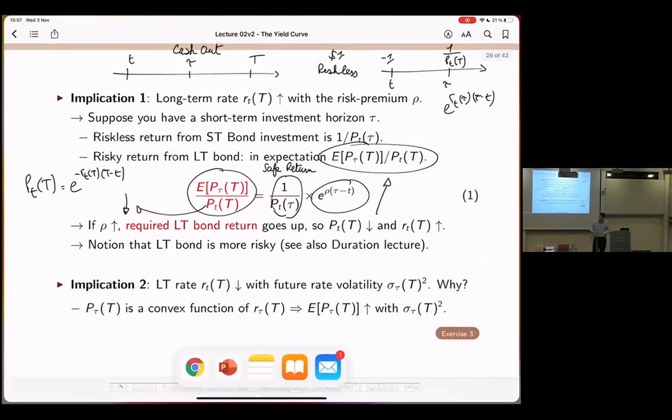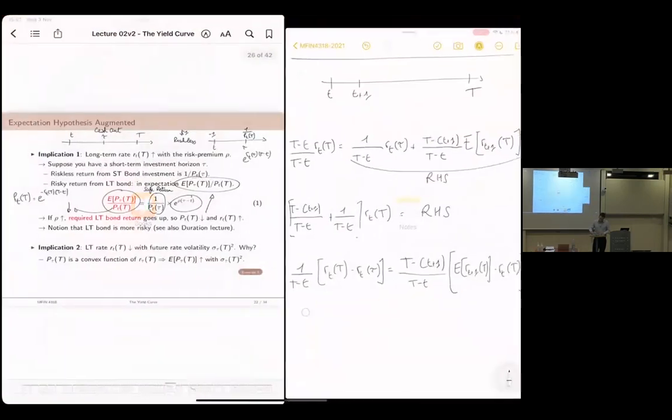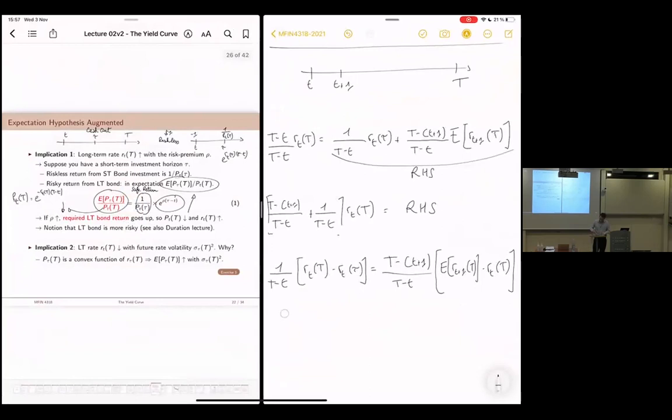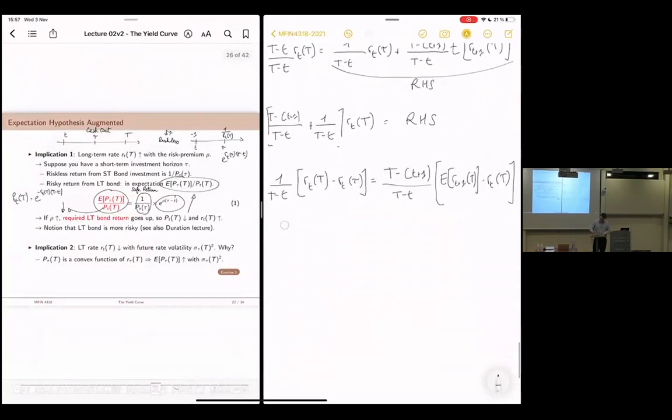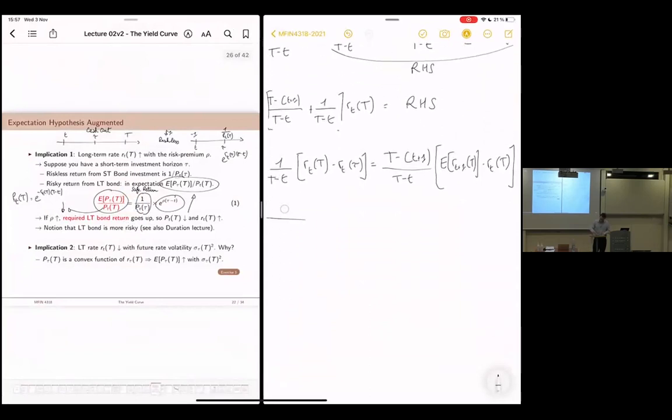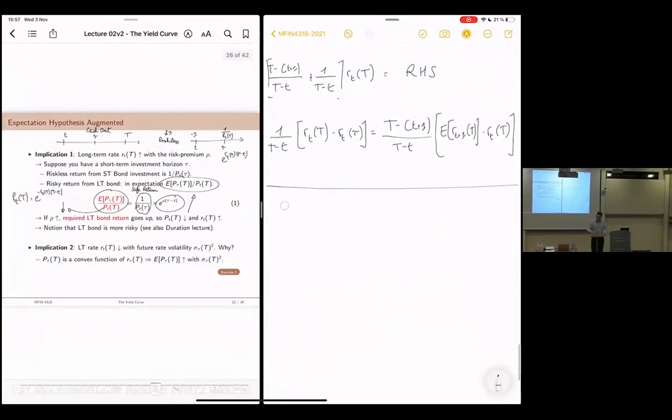Okay, so let me, then we're going to have the relationship here that's going to be useful. Okay, so I call it the convexity term for the following reason. Remember what I said is, take the expected value today of the price of the bond at τ. I'm just rewriting it. T minus τ.